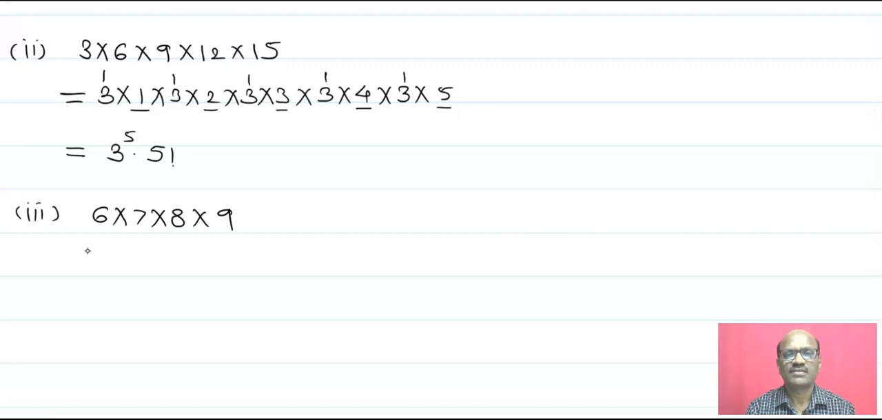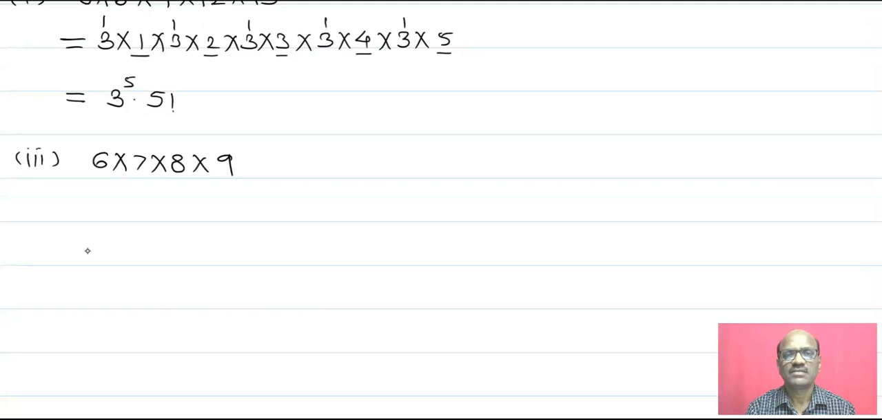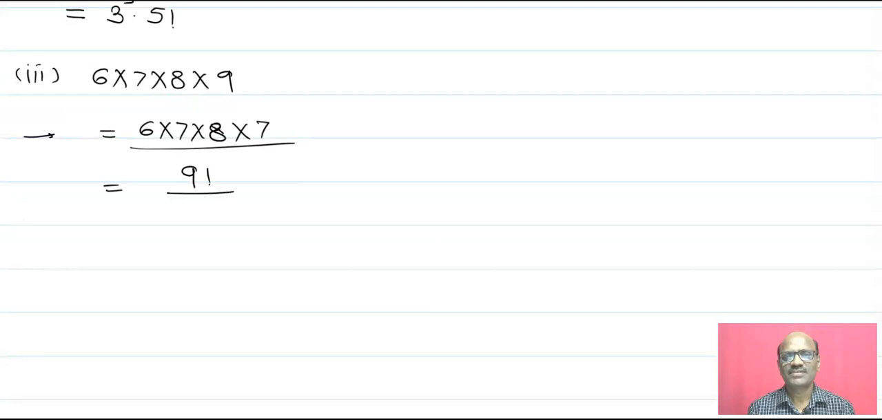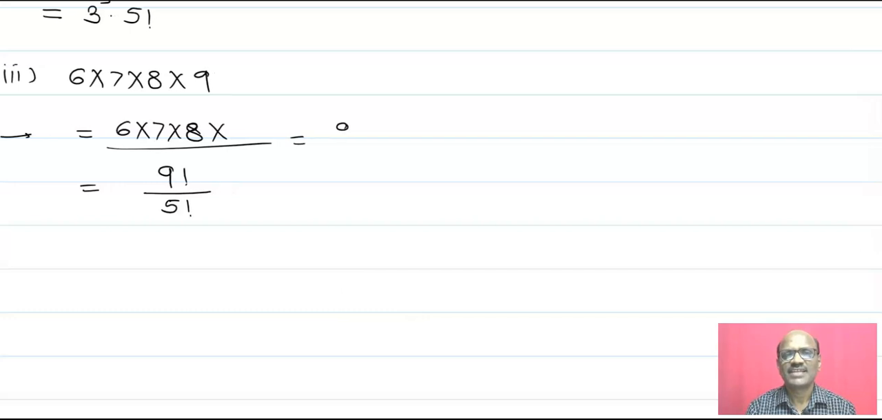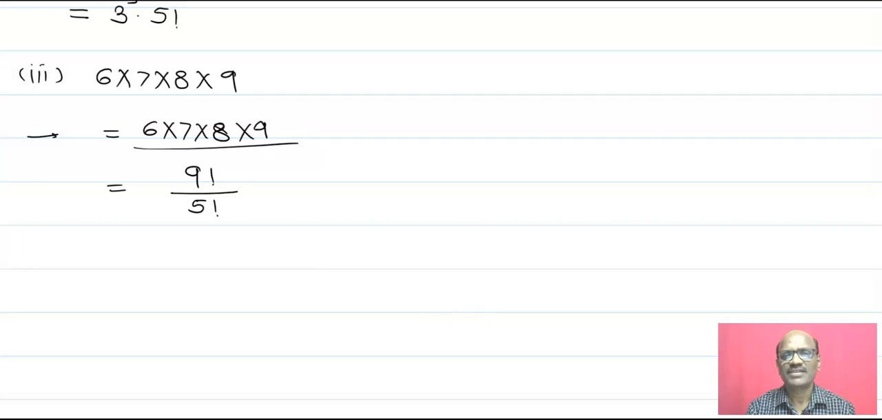Third one, 6 into 7 into 8 into 9. This can be again written like this: 6 into 7 into 8 into 9. That is, 9 must be there. Now see this, it is 9, 1, 6 into 7 into 8 into 9. It is nothing but again the 9 factorial upon 5 factorial.